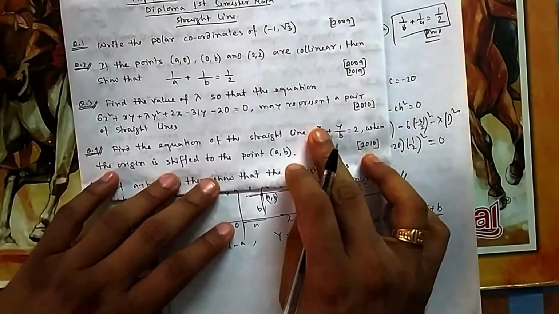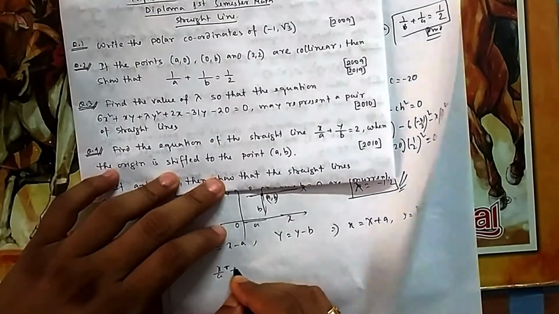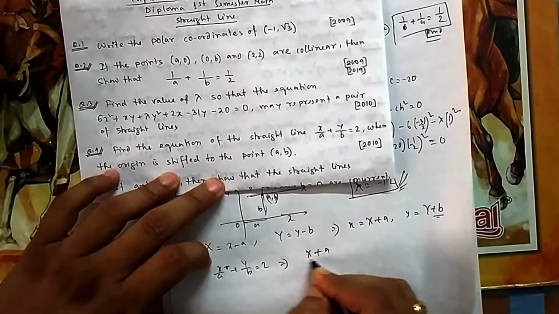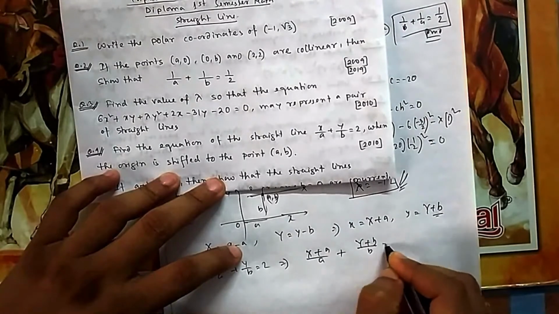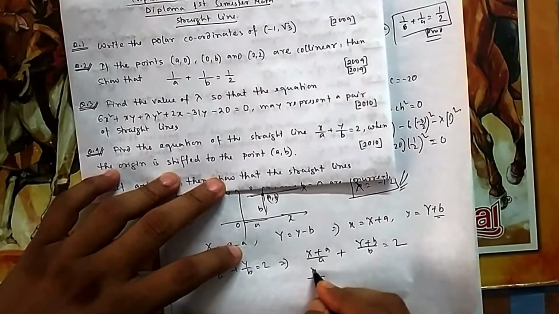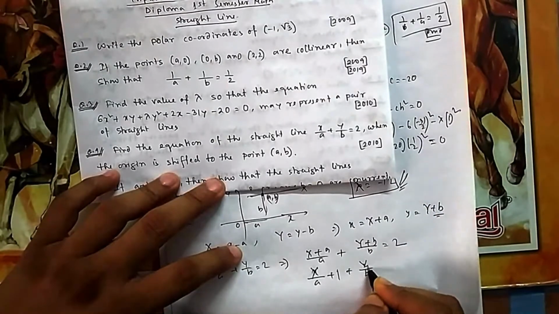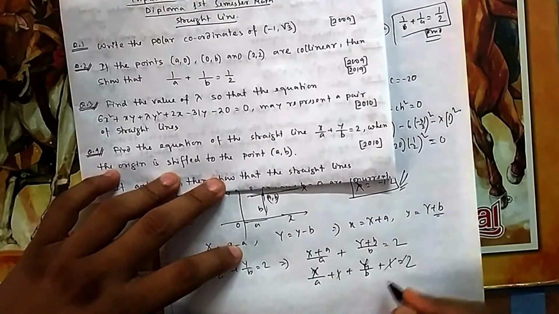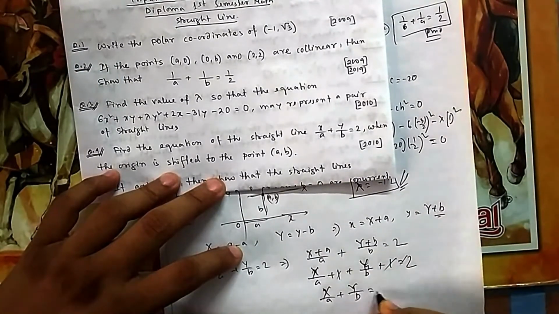So if you want to shift to the new coordinate system, then you have to replace this x by this. This is your old equation. So you replace x by capital X, and y by capital Y, because this is your new axis. If you do it, capital X by a plus 1, capital Y by b, then b by b is 1. So 1 plus 1 and then 2 will get cancelled. So it will be capital X by a plus capital Y by b is equal to 0.